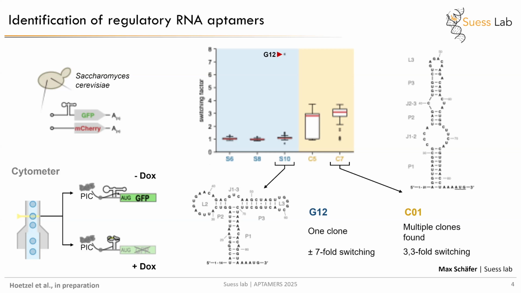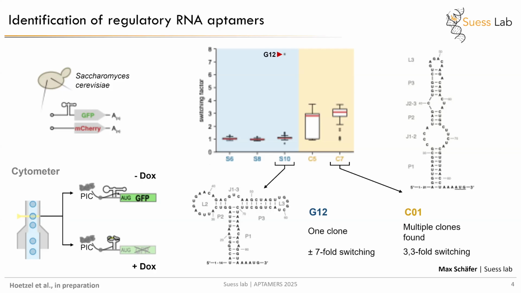This is one sequence that we found in this whole pool. So we screened thousands of candidates. We then tested, I think, 300 plates. We sequenced them all, and only from the column-based SELEX came G12. It is one clone, and it had out of the box a 7-fold switching factor. Whereas more or less the whole population from capture SELEX is just one sequence.